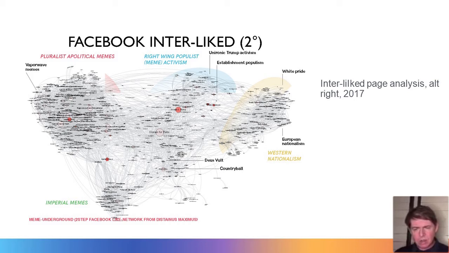We were doing a lot of work on this at the time, and you see that you can have a look at the interliked page network, and then by cluster label them, and then see certain subcultures, subcultural movements or sub-movements within a larger space. So you see the alt-right with a bunch of subcultures like vaporwave or others, white pride, etc.